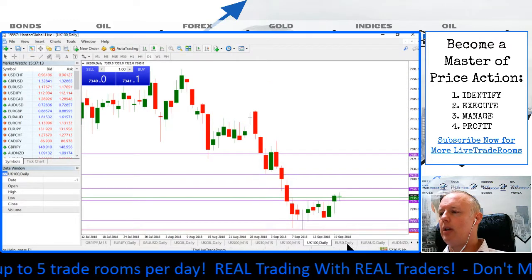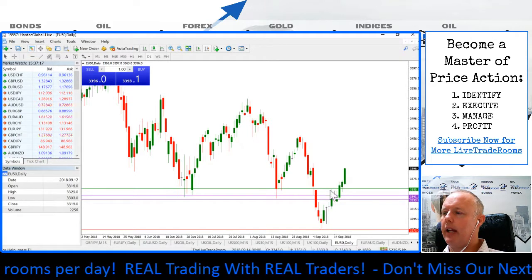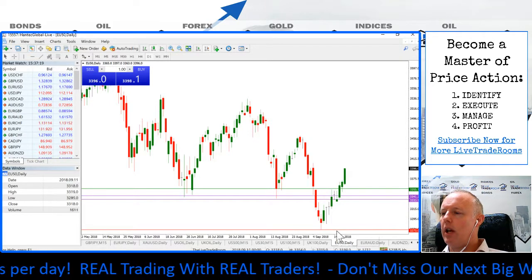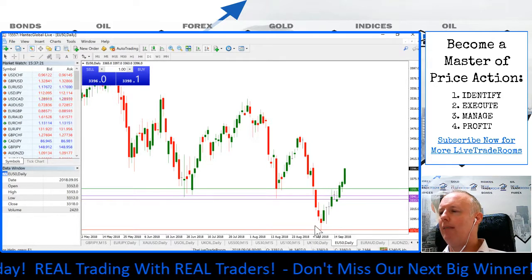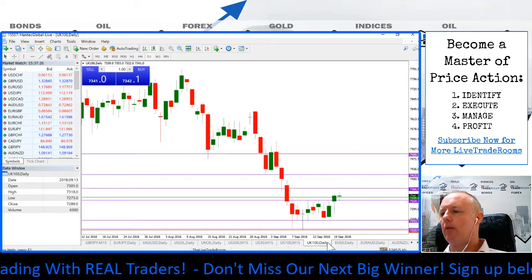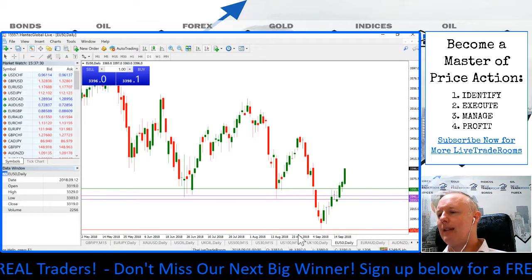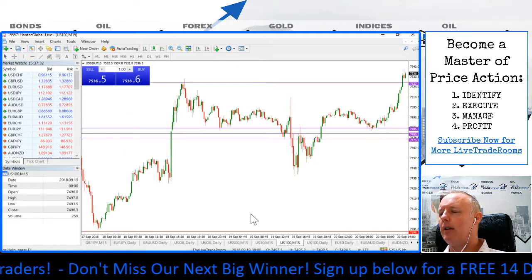UK 100, and yeah, getting a bit of a continuation move in the Euro stocks, but we're getting a pretty clean pullback off the lows. So we'd definitely be interested in the next move to the downside, so we'll have to bear that in mind.